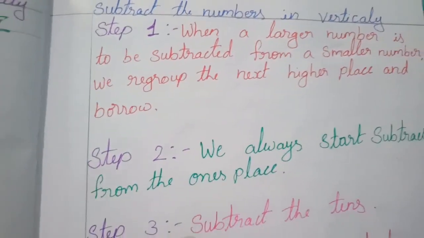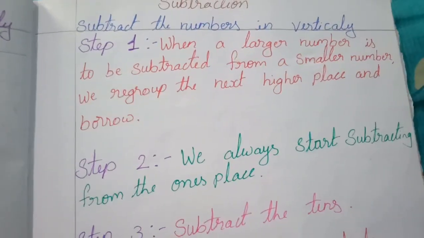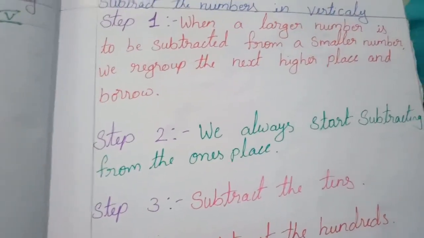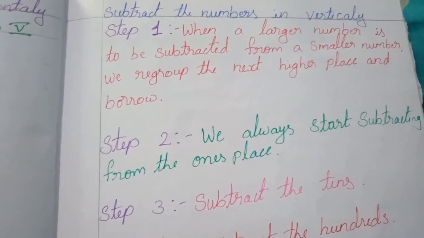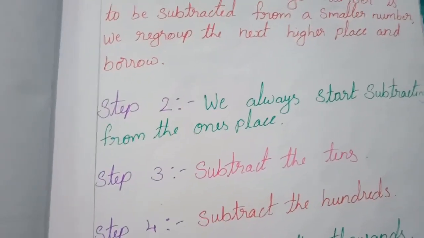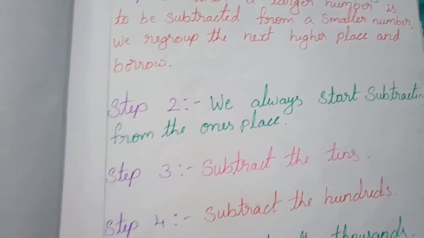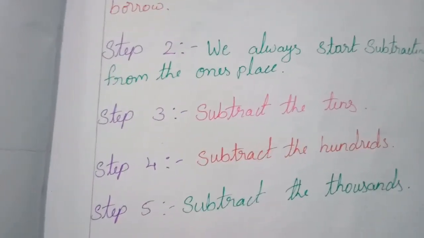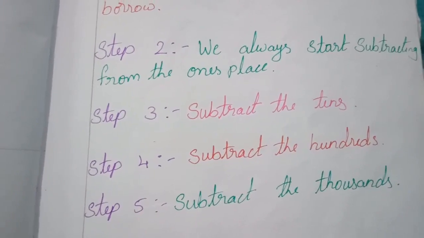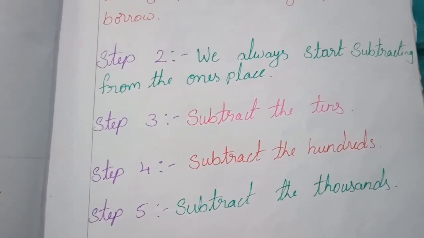Step 2. We always start subtracting from the ones place. Step 3. Subtract the tens. Step 4. Subtract the hundreds. Step 5. Subtract the thousands.